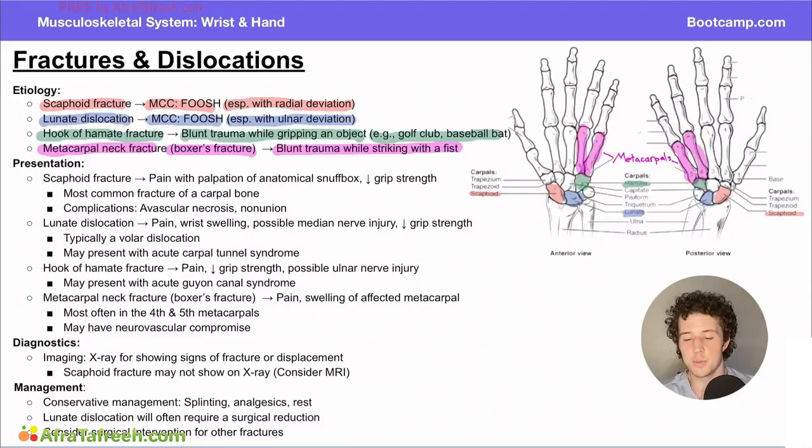All right, now let's move on to presentation because that's going to be a big way that we can help to distinguish these pathologies from one another. So starting with our scaphoid fracture, a very common presentation that will come with this pathology is pain with palpation of the anatomical snuff box.